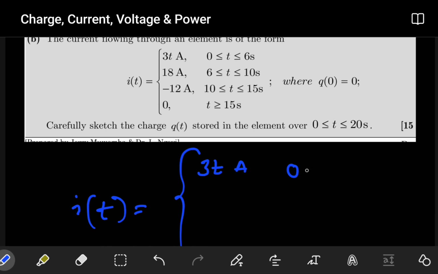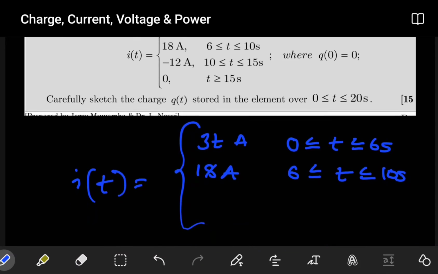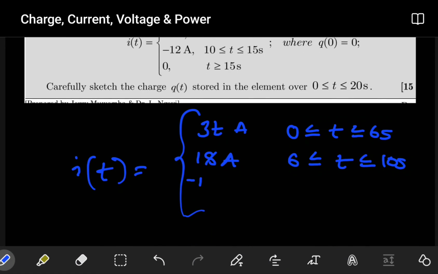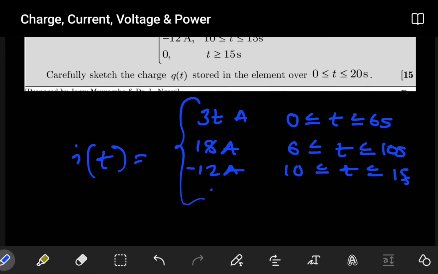That is if time is ranging from 0 less or equal to t, which is less or equal to 6 seconds. And then we have current is equal to 18 amps if time is between 6 to 10 seconds, and current will now be minus 12 amps if time is ranging from 10 to 15. And lastly, current will be 0 if time is greater or equal to 15 seconds.